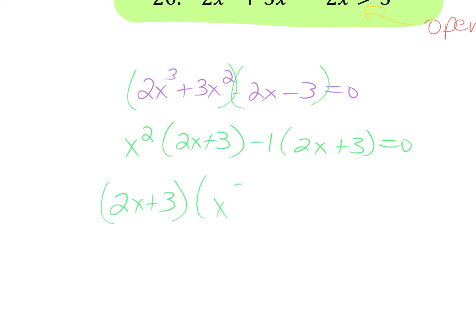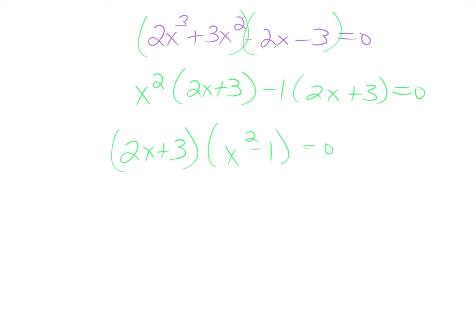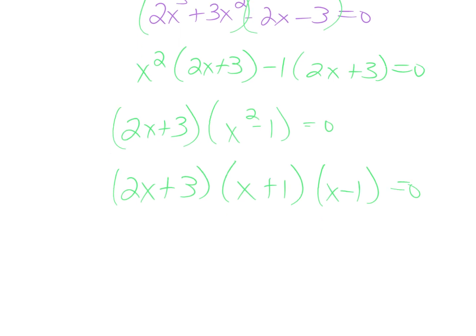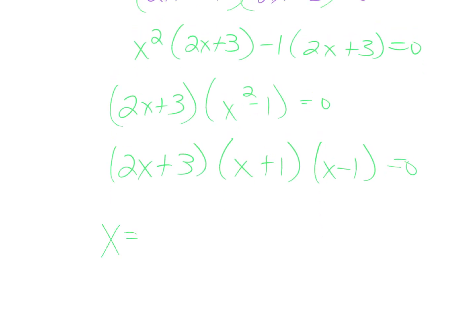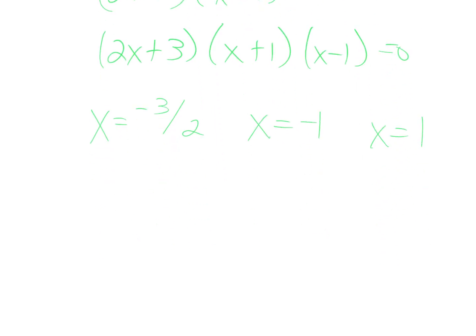And then x squared minus 1. Can I break down x squared minus 1? Yes. Remember at the beginning you told me you had 3 answers, so get all 3 of them. This is plus 1 and minus 1. So your 3 points on your graph are x equals negative 3 over 2, x equals negative 1, and x equals positive 1. So the way that we graph this, guys, get your number line set up. In this case, you have 3 critical points.